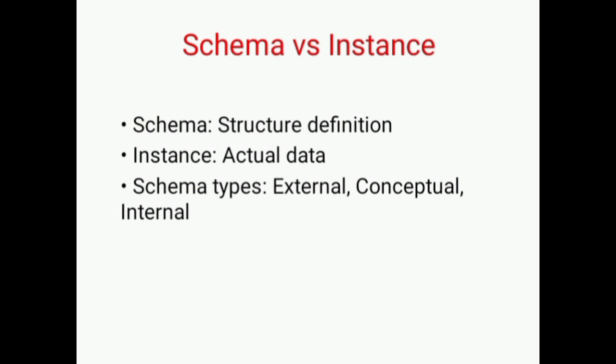And the next is schema and instance. To understand how the database works, it's crucial to distinguish between its schema and its instance. Think of it like the blueprint of a building, versus the actual building itself. The schema of the database is the structure definition. It's like the blueprint or the design plan. It describes the organization of the data: the names of the tables, the columns within each table, the data types of those columns, and the relationships between the tables. The schema defines the logical and physical organization of the database.